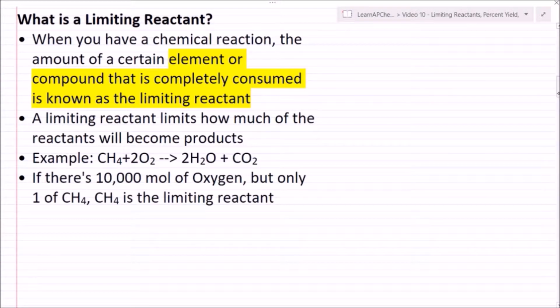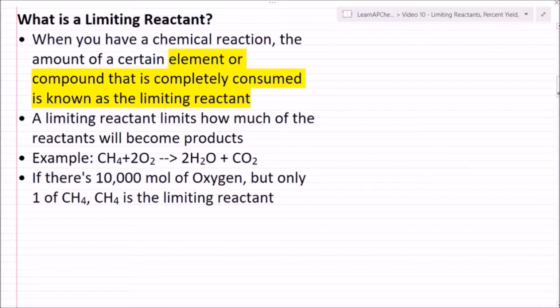Alright, so let's start by talking about limiting reactants. And so you might be wondering, well, what is a limiting reactant? When you have a chemical reaction, the amount of a certain element or compound that is completely consumed in the reaction is the limiting reactant. And so a limiting reactant is going to limit how much of the reactants will become products. So that was sort of a wordy definition.